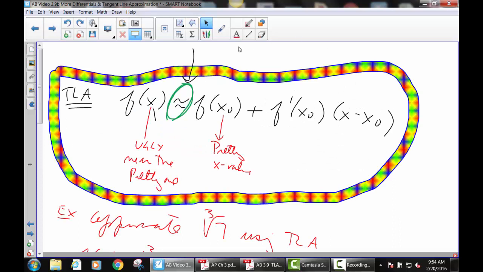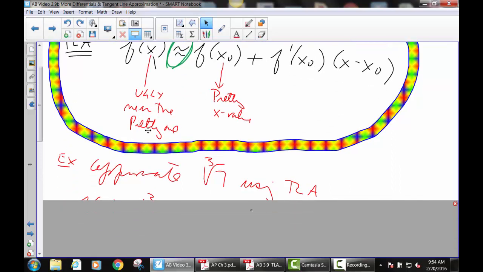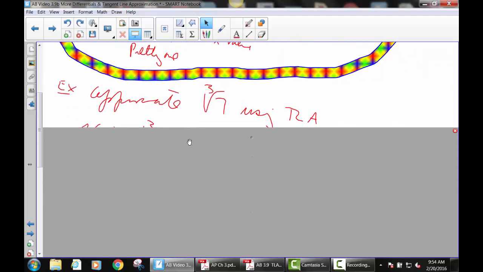Okay, so again, I am going to use the formula. It's just easier to use the formula and plug everything in. Remember, x is the ugly number near the pretty number, and x0 is the pretty number. So, for example, now they're not giving you the function, but they really are. They're asking you to approximate the cubed root of 7 using a tangent line approximation.